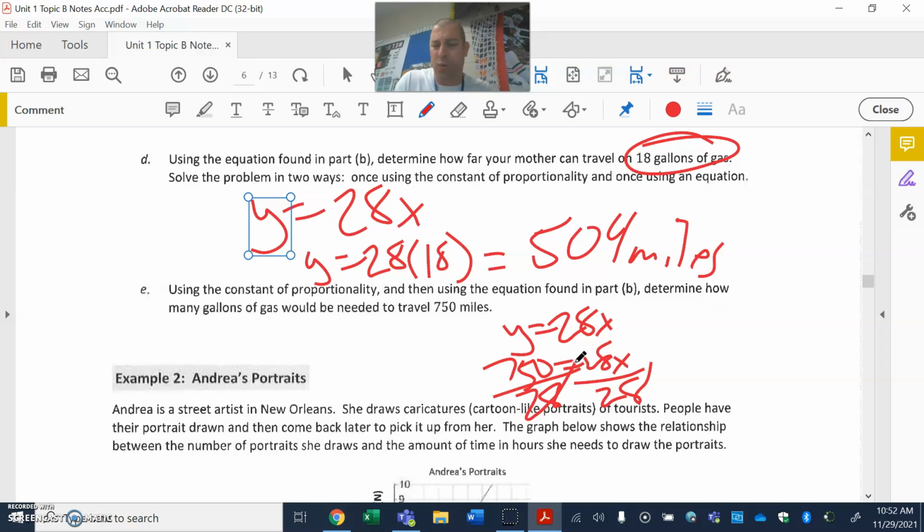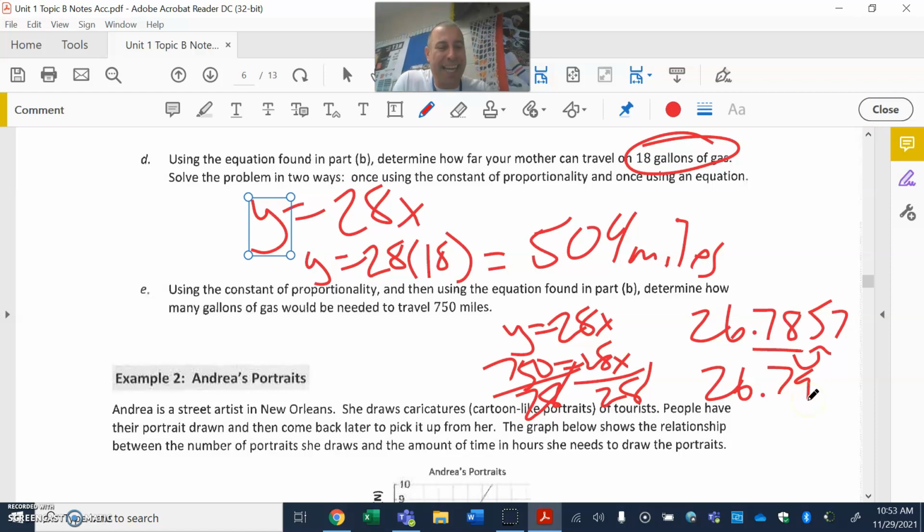26.7857. So when we talk about gallons, we're at the gas station. We're typically rounding to the nearest hundredths position. So I get 26.7857, and so I'm going to look to the right of the hundredths place, and we are at 26 and 79 hundredths. 26 and 79 hundredths gallons of gas.